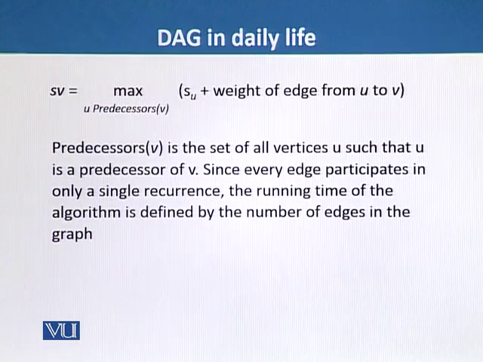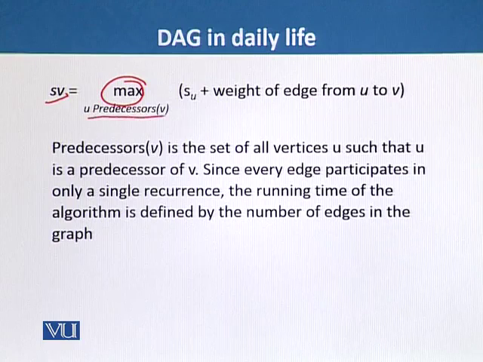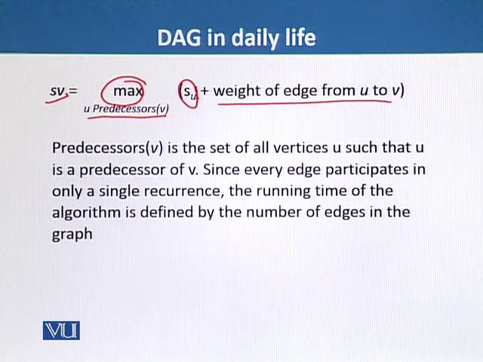Here we can see we have to calculate s_v. s is the value, the weights of the grid, and v is the vertex. And we have to calculate the maximum value over the predecessors of v. Predecessors mean the inflow edges. And we have to calculate the value of s_u plus the weight of the edge from u to v, and u could be more than two. So predecessors of v is the set of all vertices u such that u is a predecessor of v.